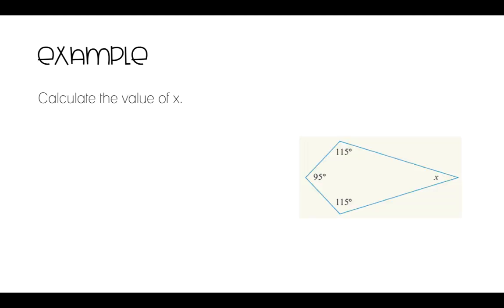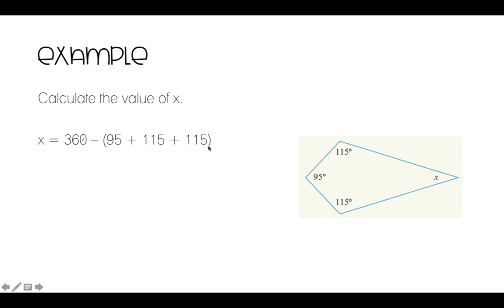Now let's do an example. So here's an example of a kite, and as you can see, these 2 angles where the different lengths meet are identical. This top angle is 95, so to work out x, we know that all 4 angles add up to 360. So we go 360, take away 95 plus 115 plus 115.